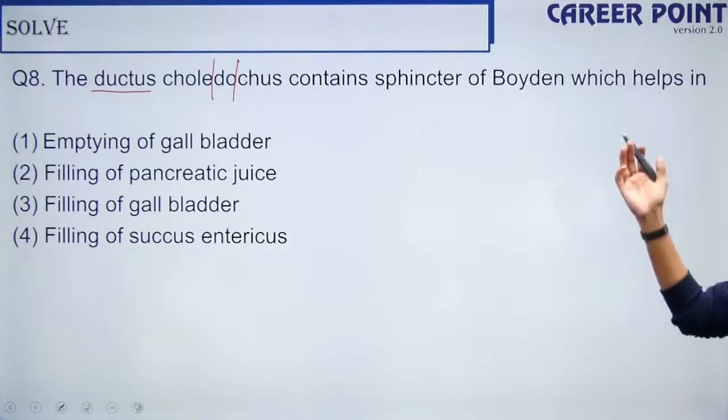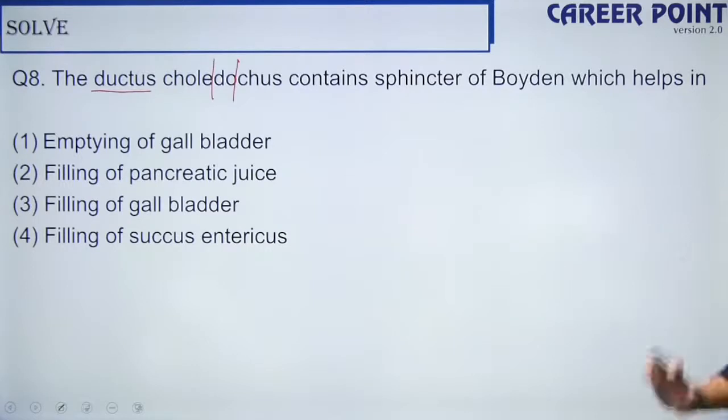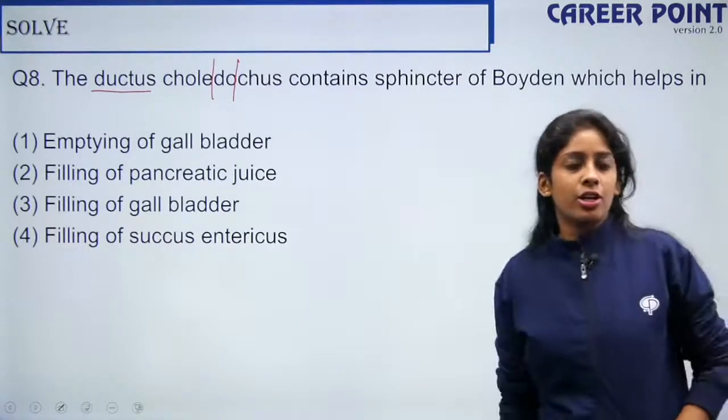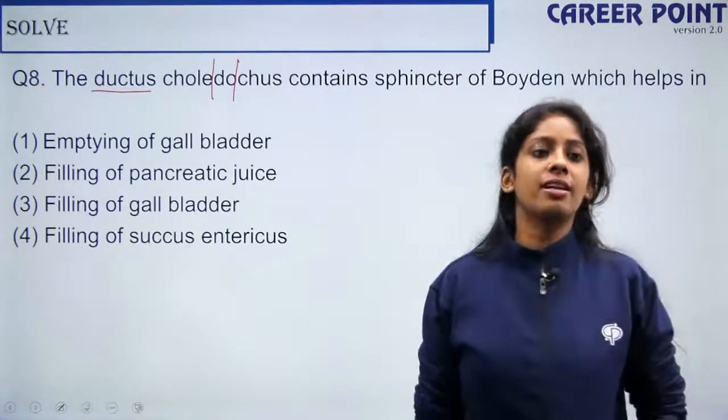Now which answer suits properly? It helps in the emptying of gallbladder, or it helps in the filling of pancreatic juice, filling of gallbladder and filling of sulcus entericus. Yes, what is the right option? Nishrat, what do you think would be the right answer here?